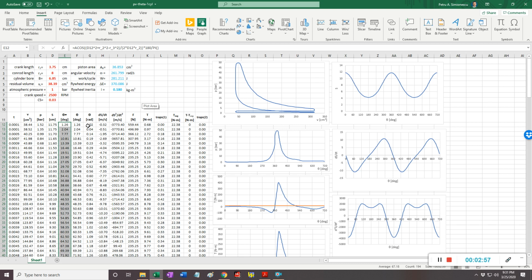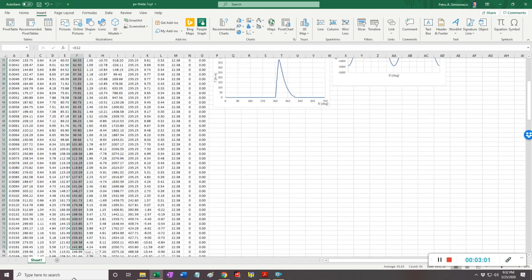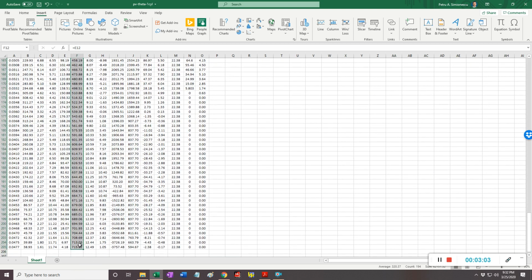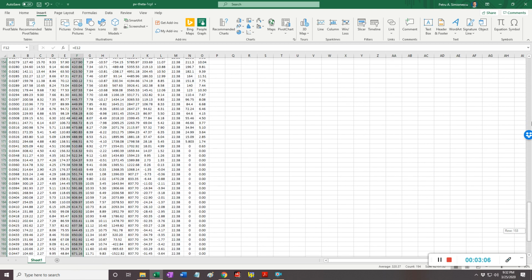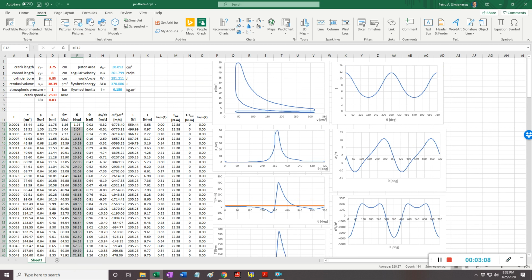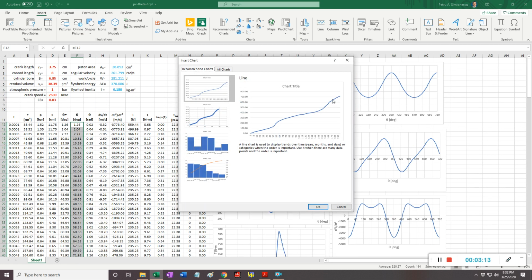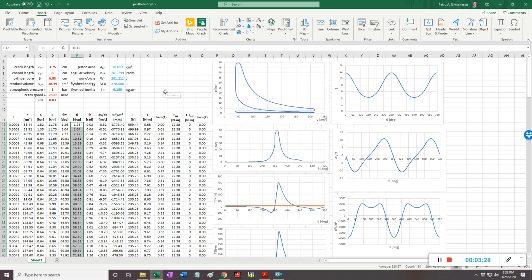So if I'm looking at the corrected angle, and I'll show you how you can get that corrected angle, the way it looks is like so. It goes past 180 all the way to 720 degrees. That's 720 degrees, 2 crank rotations, full cycle of a 4-stroke engine.